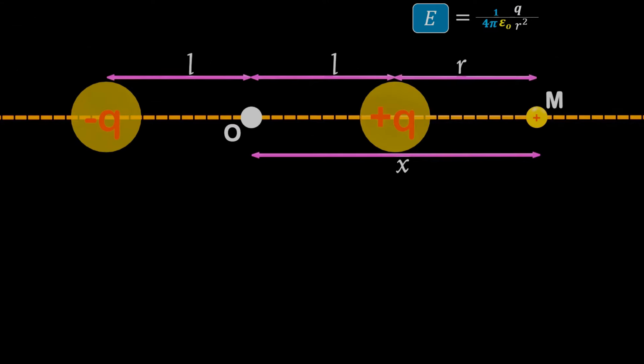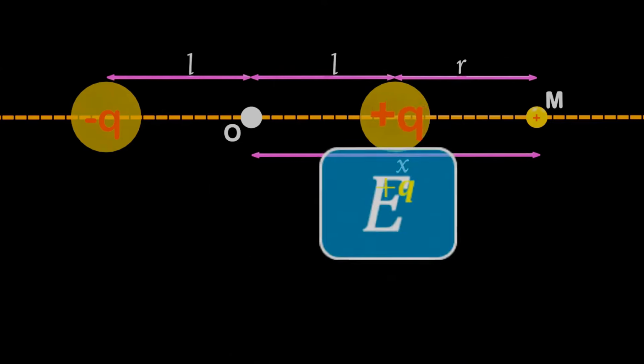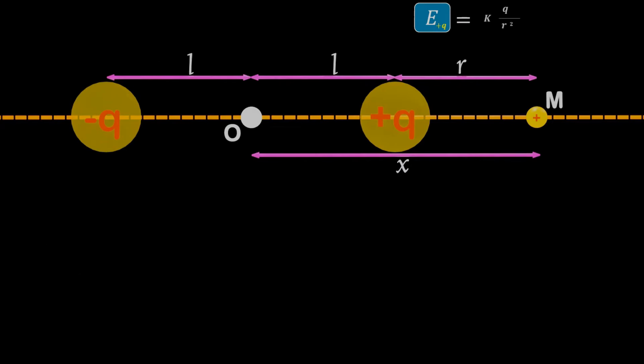For simplicity, let's consider the constant value 1 upon 4 pi epsilon naught as k. Therefore, our equation simplifies to kq by r square. Now, if we talk about the electric field at a distance x from the dipole, the magnitude of the electric field intensity due to the positive charge will be equal to kq divided by the square of the distance between the positive charge and point M.